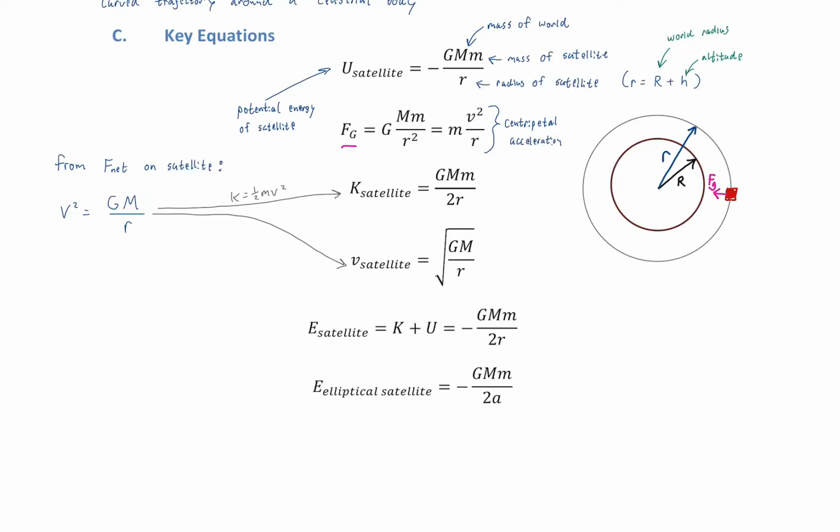And then, as I mentioned before, because the kinetic energy and gravitational potential energy are now expressed as like terms, in other words, they have the same denominator, right? We can then express total mechanical energy, E sub satellite, as kinetic plus potential, and it just becomes this.